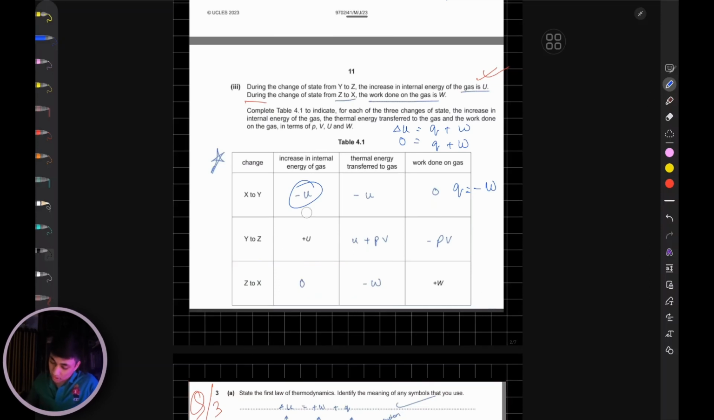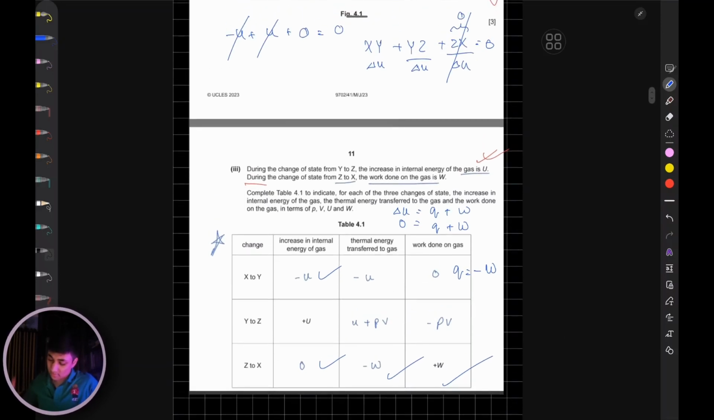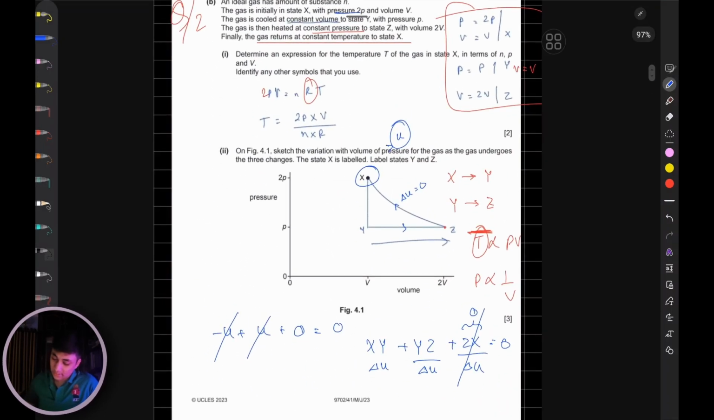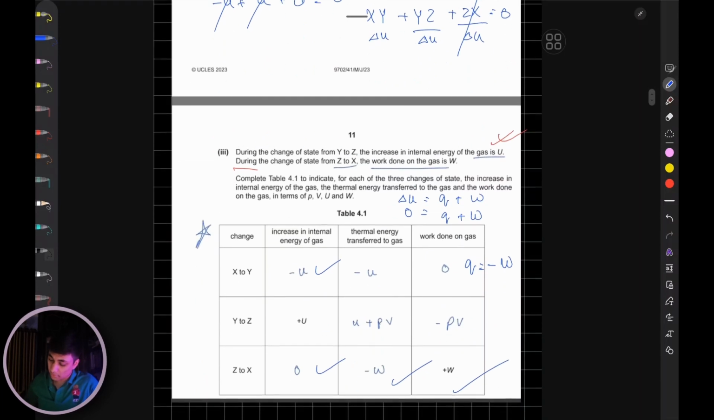So what do you know? You know this value, this value, this value, and this value. You need to figure out these few values now. Okay, let's make it easier. From X to Y, is there any change in volume? No. From X to Y, notice constant volume. Therefore, will there be any work done? No. No work will be done.